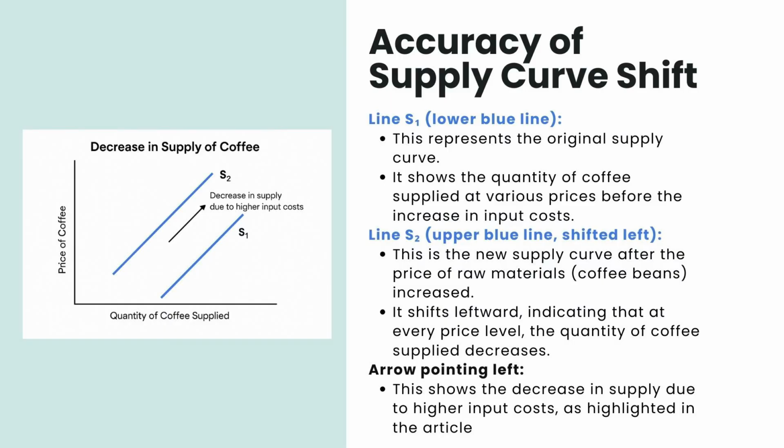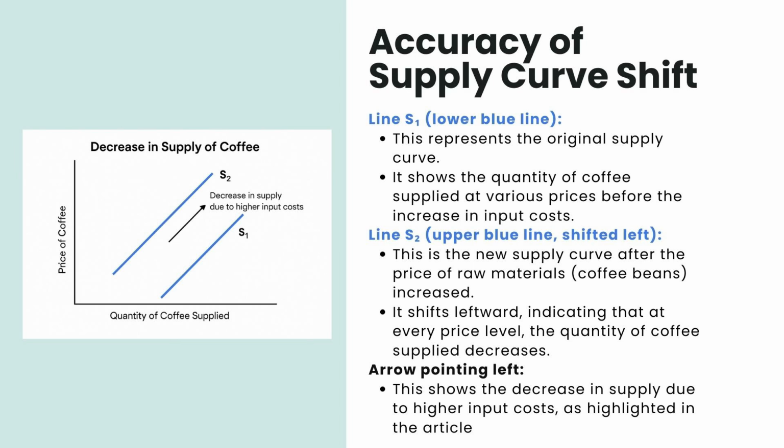This diagram shows how the supply curve shift due to rising input costs. Line S, the lower blue line, is the original supply curve. It represents the quantity of coffee that cafe are willing and able to supply at different price before the increased cost. Line S2, the upper blue line, is the new supply curve after the cost of coffee bean increase. This line shift to the left, meaning that at every price level cafe are now supplying a smaller quantity of coffee. This leftward shift happened because higher input costs make it more expensive to produce coffee. As a result, some cafe might reduce their production, raise the price, or even stop selling coffee altogether.